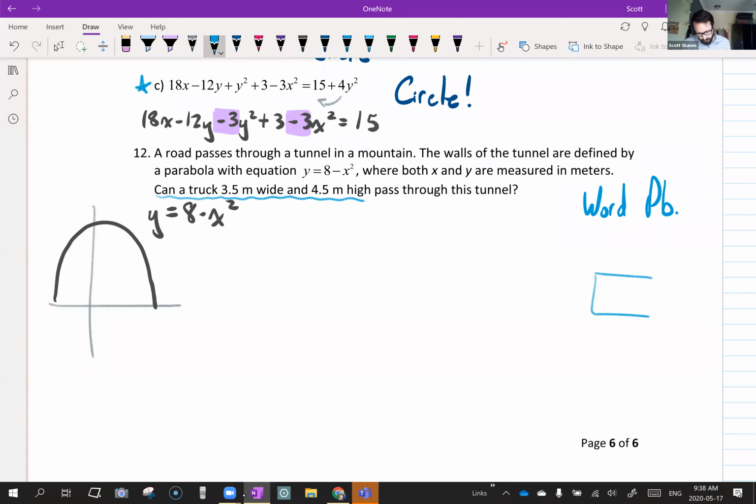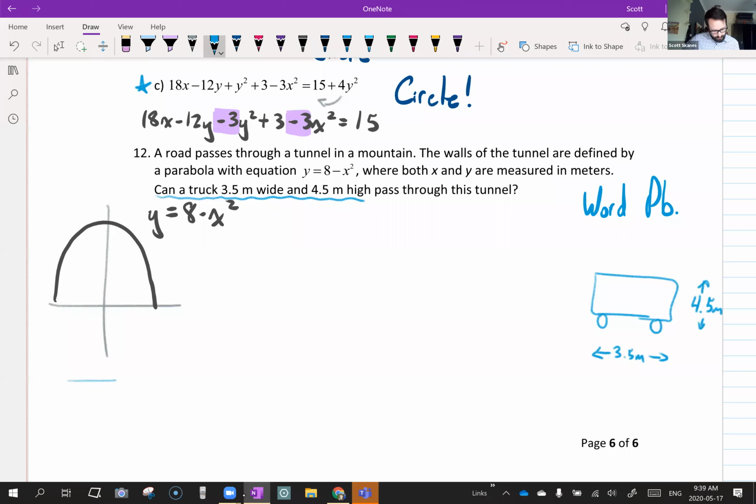If we have a truck, so this is looking at the back of the truck, because we're going through the center of the tunnel. I should probably fix this diagram. It should really be like that. We want the truck to go straight through. We're looking at the back of the truck. So let's just assume that this is the back of the truck, okay? We know that the truck is 4.5 meters high, and we know that the truck is 3.5 meters wide. So really, we want this truck to kind of go straight through the center.